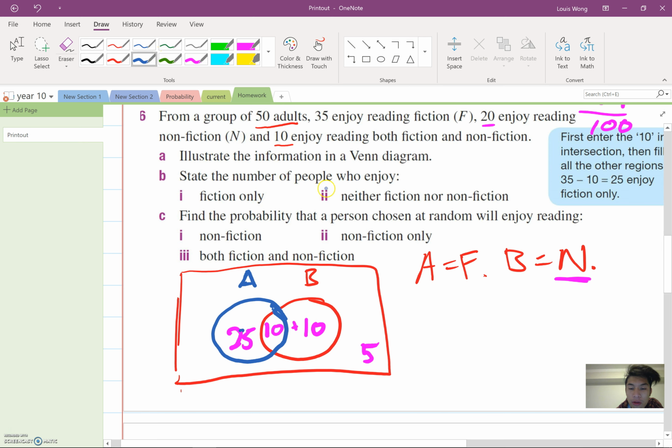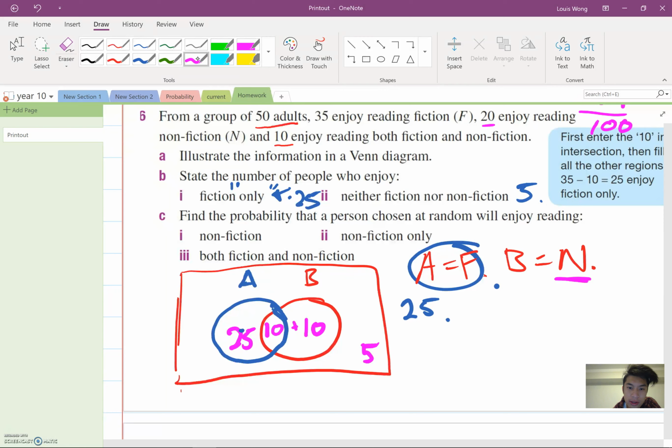And now I need to state the amount of people who enjoy fiction only. Now, fiction only is the section of fiction, which is part of A, that is not shared by B. And the number that is not shared by B is 25. So I know that the people who enjoy fiction only is 25. Moving on. Who enjoy neither fiction nor non-fiction? That tells me people who don't enjoy either one of them. So the number that's outside the circles of A and B is this number, 5. So this is 25, this is 5.